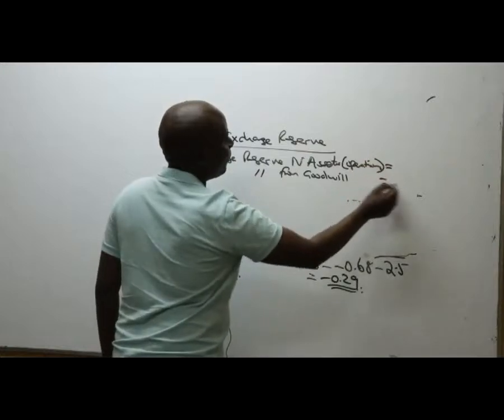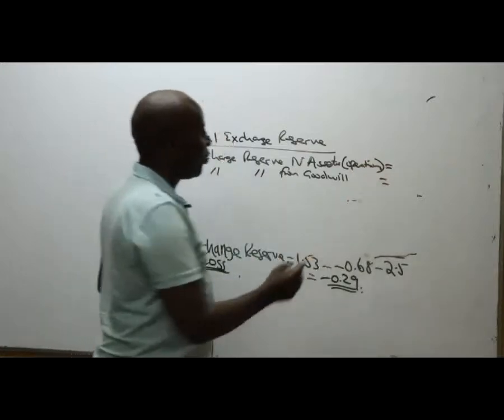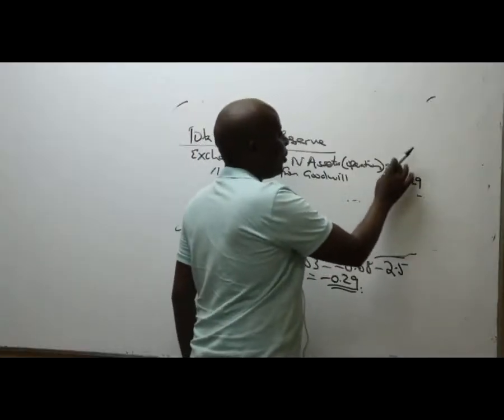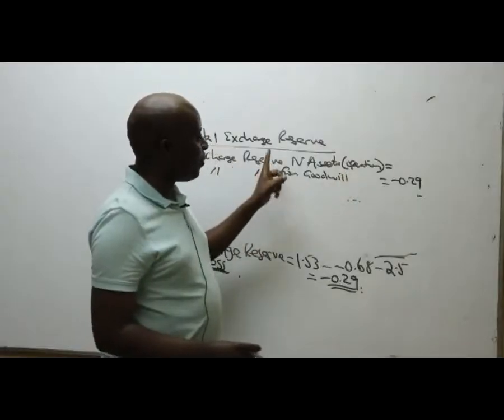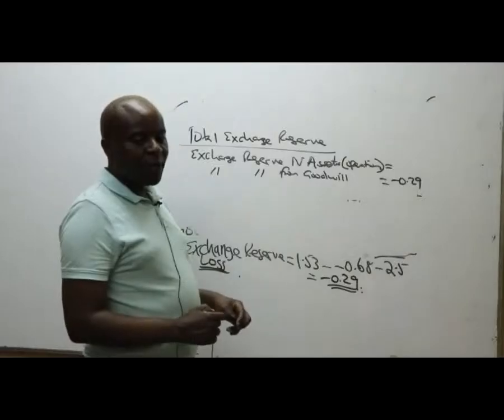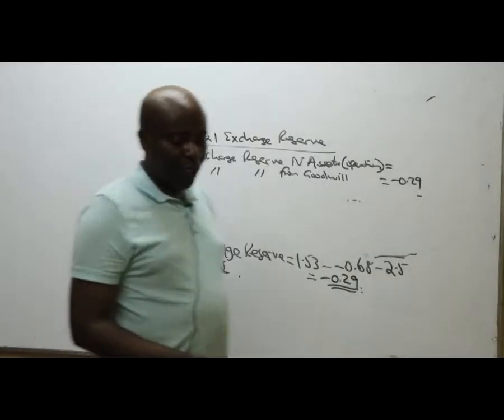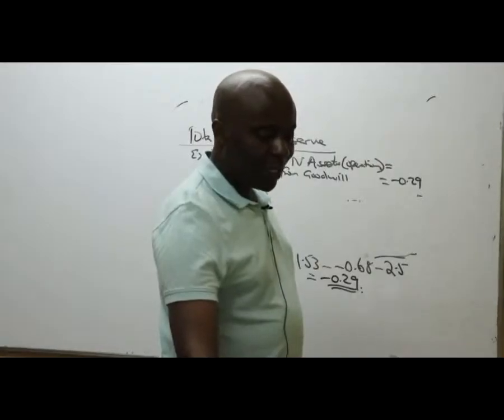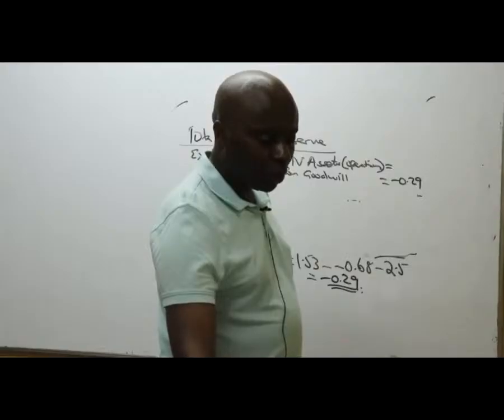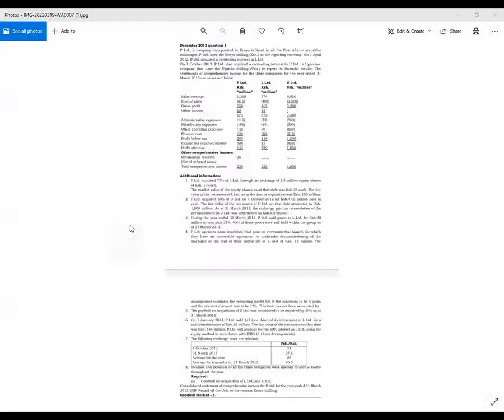Is there anybody who can give us this figure? At least this one I know is negative 0.29. How about this one here, the exchange reserve from net assets? What do we have here, somebody? They're not talking to me, I don't know why. We've been told somewhere here in note number 2.